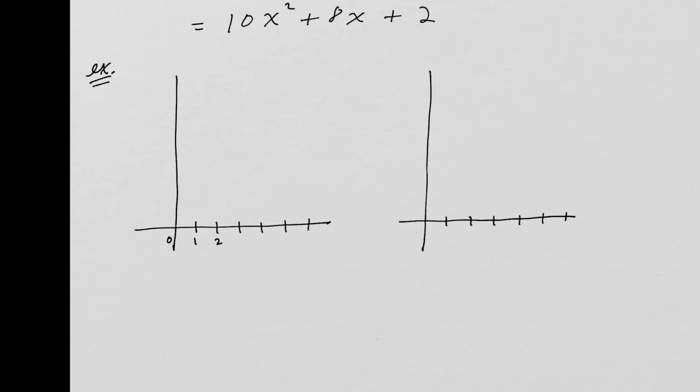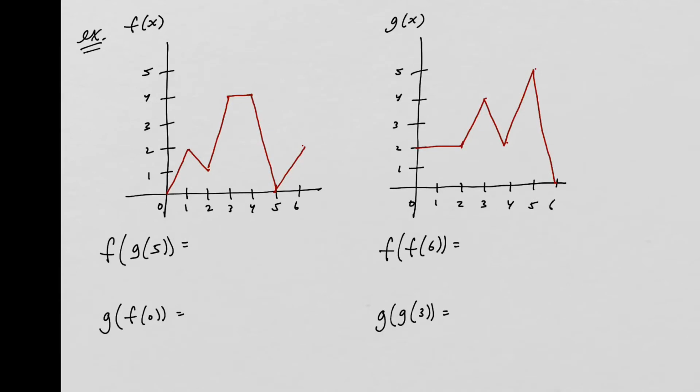So let's go 0 through 6. Actually, I'll pause it for a second and complete these graphs. Okay, so there are my two graphs. I have a graph of the function f on the left and a graph of the function g on the right. So given those graphs, I want to find these compositions. I want f composed with g evaluated at 5, then g composed with f evaluated at 0, f composed with itself, f evaluated at 6, g composed with g evaluated at 3.